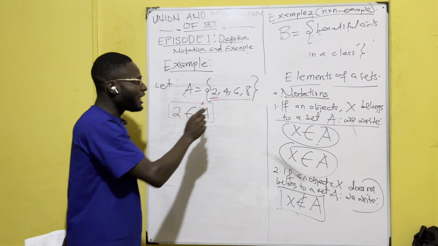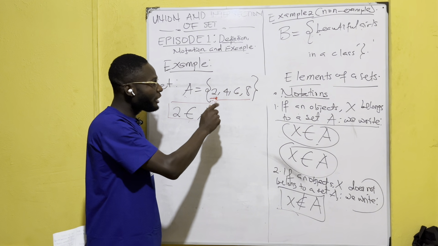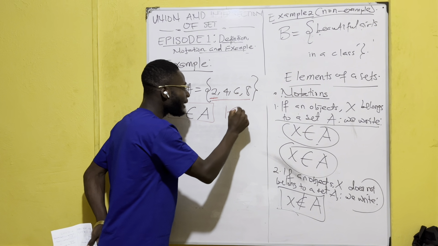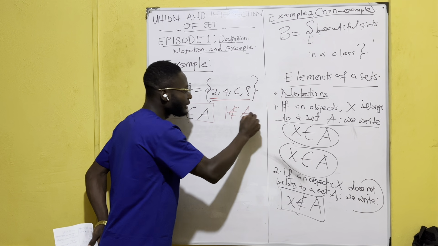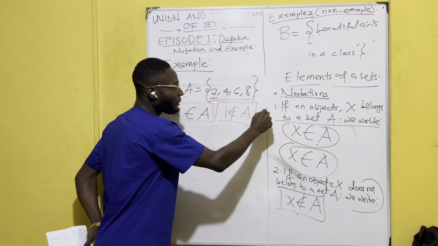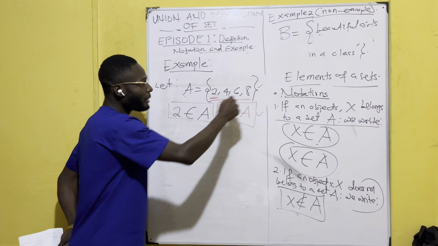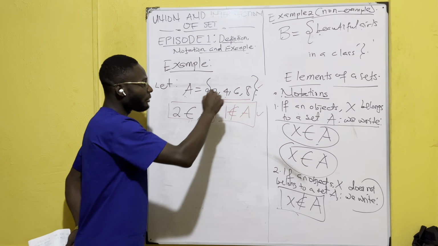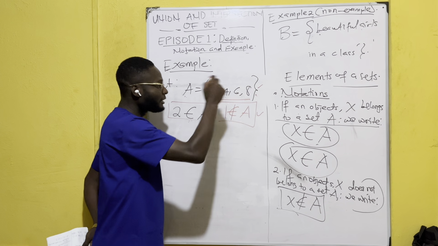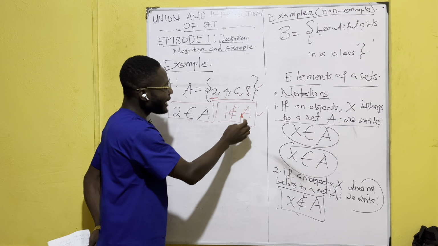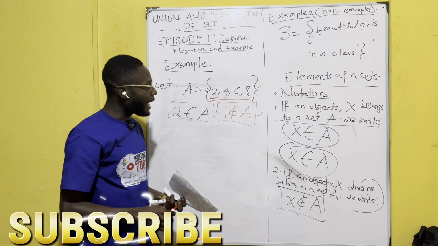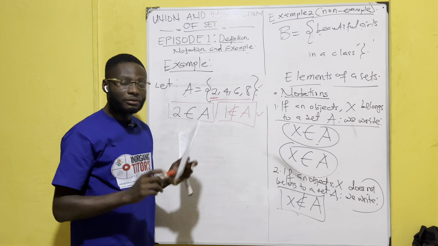Now, can you see that 1 is not here? So we can say that 1 is not a member of what? A. Right? So this is how we note it. 1 is not a member of A. 2 is a member of A. 4 is a member of what? A. 6 is a member of A. 8 is a member of what? A. But any other element apart from these items is not a member of A. Period.